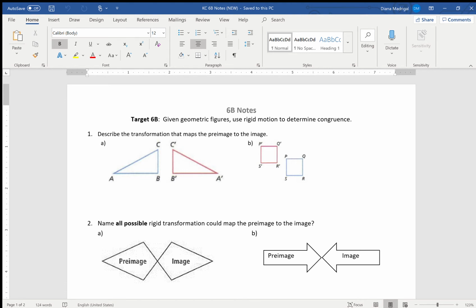KC6 is the beginning introduction of geometry. In case you don't know, geometry is math with shapes. Personally, I didn't like geometry when I was in high school. I just didn't get it. So yeah, it might be something hard for some of you guys. It might be easy for some of you guys.